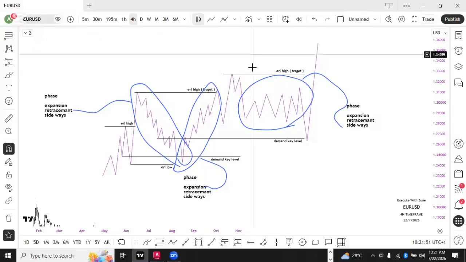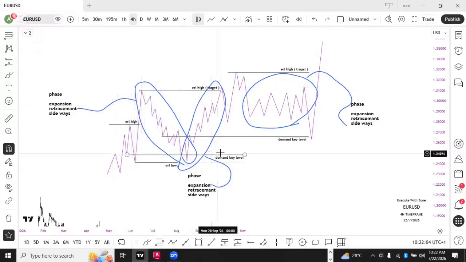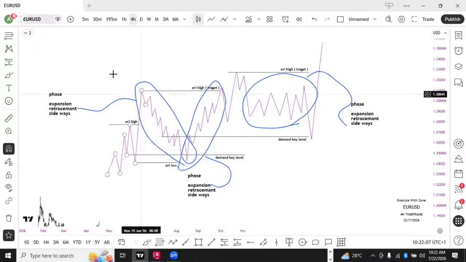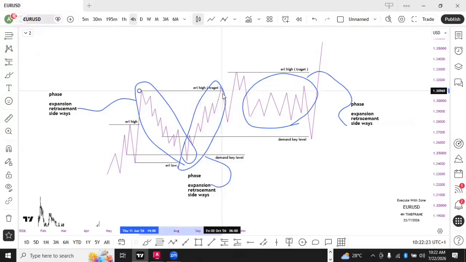I hope you guys are getting something. So you can see now in this image, this is where the whole move started from. Price took out an external high, leaving this external low as a protected low. Price came to a premium level, which is this demand key level here. So price did what? After taking this external high, it needs to retrace. Price retraced back into the demand key level. From the demand key level, it expanded back to take out the next external high target.